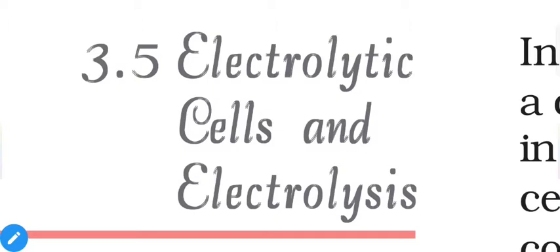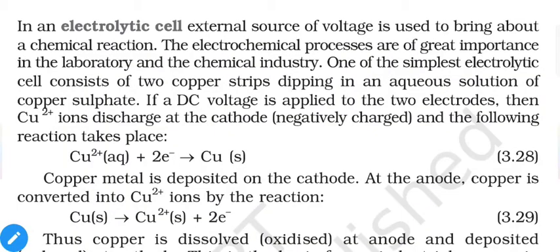When we attach an external battery, it can reverse the overall electric current direction. The opposite electrical direction gives the opposite reaction, and at that time we are actually charging the cell, and the cell is an electrolytic cell. So let us discuss in detail. In an electrolytic cell, an external source of voltage is used to bring about the chemical reaction. Electrochemical processes are of great importance in the laboratory and chemical industry.